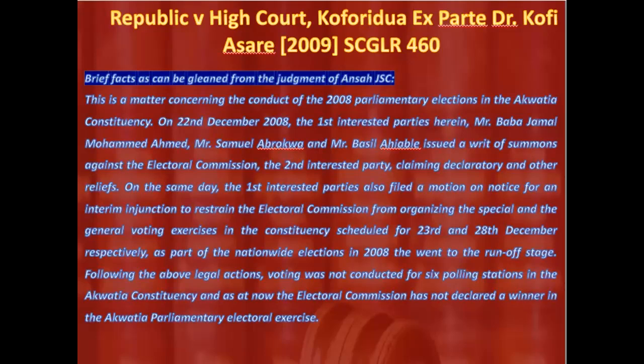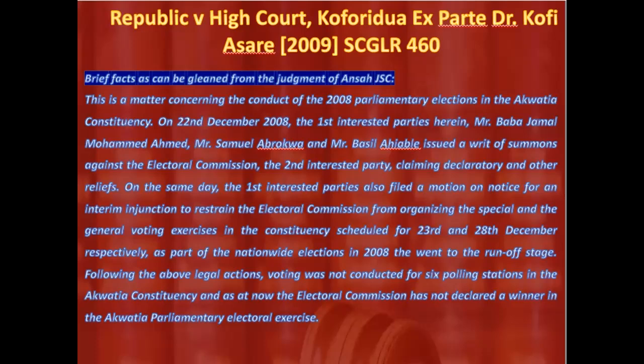the judgment of Anin JSC are as follows, and I quote, "This is a matter concerning the conduct of the 2008 parliamentary elections in the Akwetia constituency. On the 22nd December 2008, the first interested parties herein, Mr. Baba Jamal Mohammed Ahmed, Mr. Samuel Abokwa, and Mr. Basil Ahiable, issued a writ of summons against the Electoral Commission, the second interested party, claiming declaratory and other reliefs.